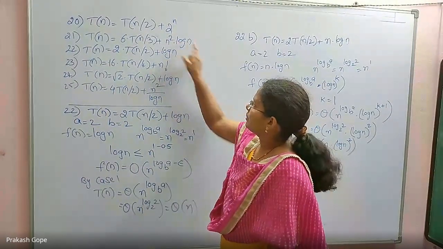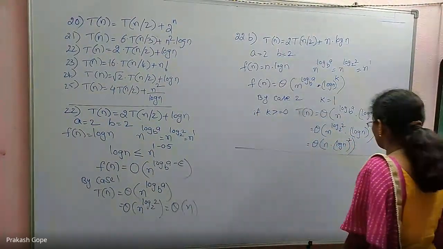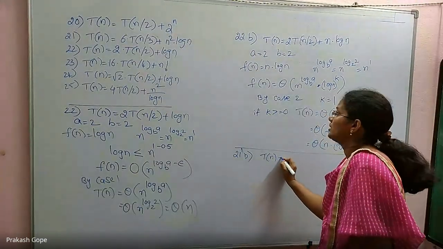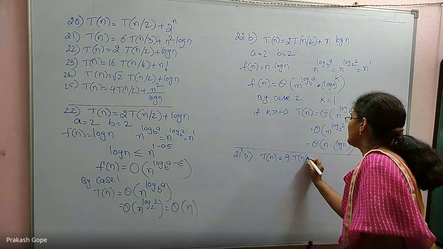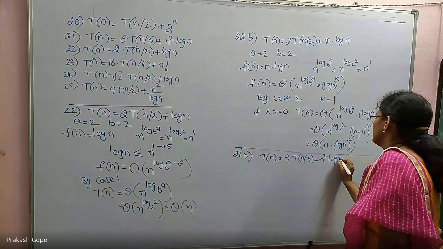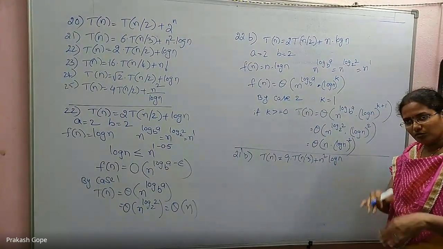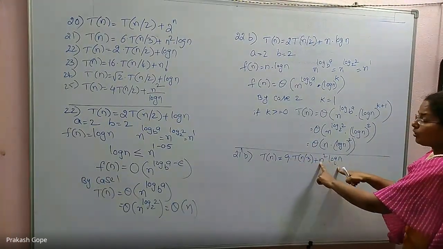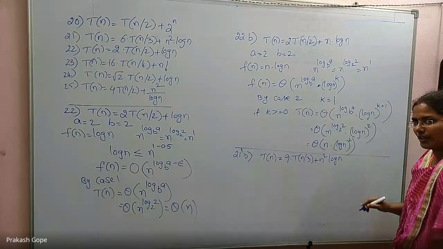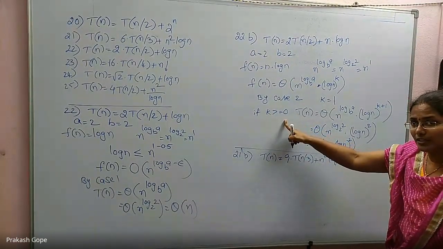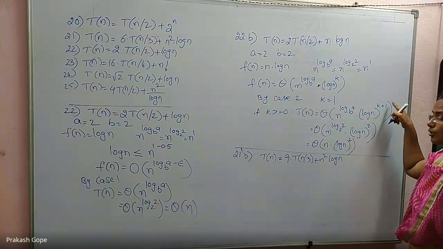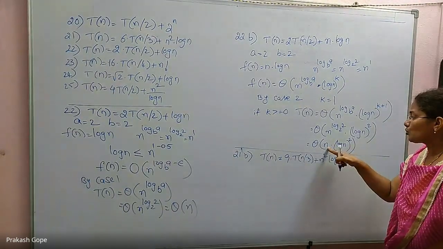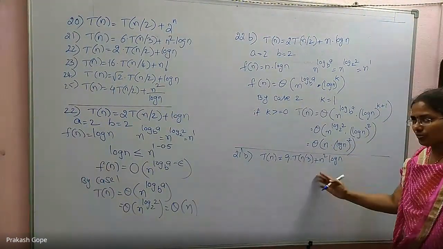If you want, you can write 21b also. If the question is T(n) is equal to 9 into T(n by 3) plus n square into log n, then the answer will be towards case 2, because this is exactly n power log 9 to the base 3 into log n whole power 1, which means log n whole power k. And the k value is greater than or equal to 0. So the answer will be n power log 9 to the base 3 into log n whole power k plus 1, so log n whole square, and log 9 to the base 3 gives n square into log n whole square. That would have been the answer.